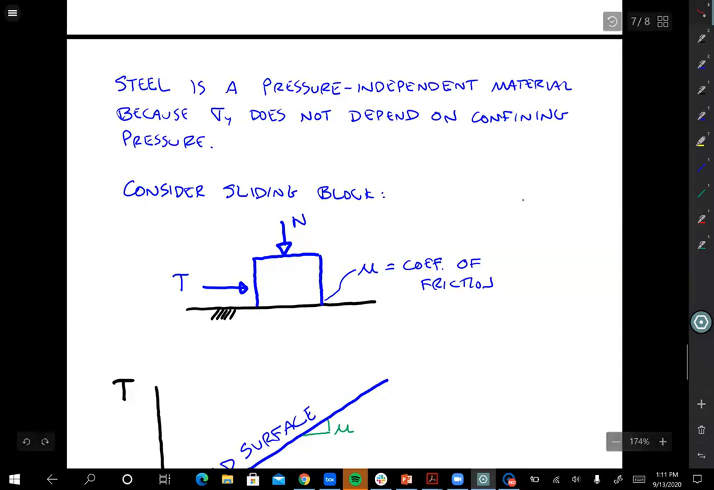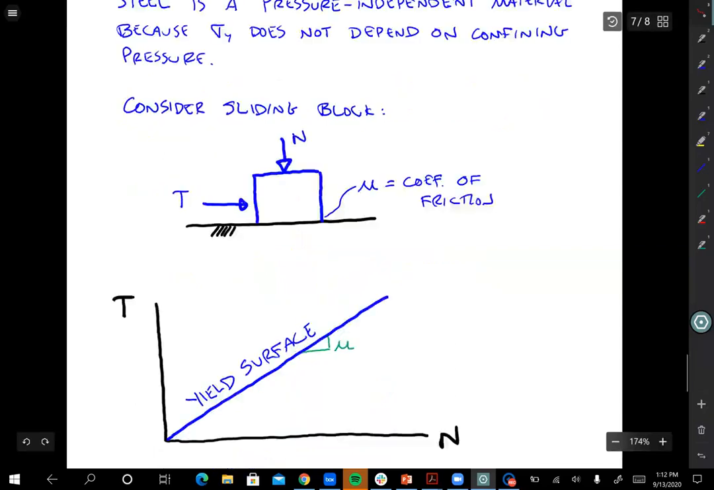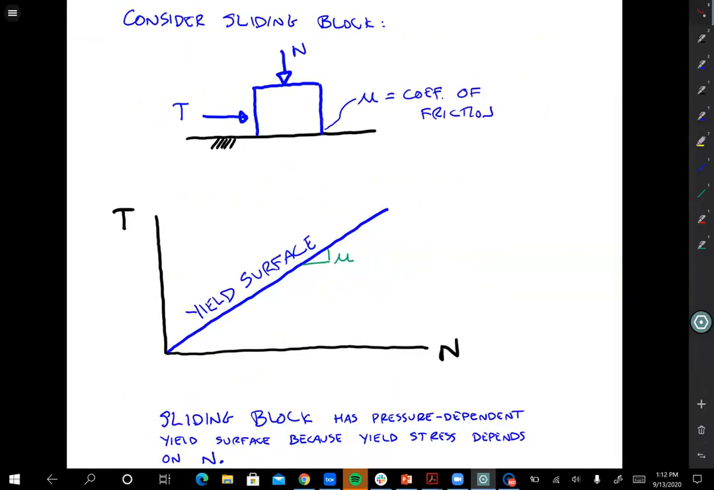Well, it turns out if N is big, then T required to fail the sliding block is big too. If N is small, T is small, right? So if we try and draw a yield surface now for this material, we end up with an inclined yield surface. It's not constant like it was for steel. It has a slope to it. And another thing I'll point out, I'm actually drawing my yield surface in terms of forces here. This is in terms of torque or horizontal force and normal force.